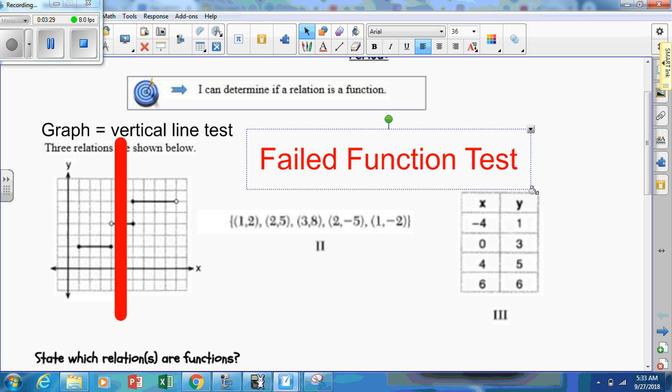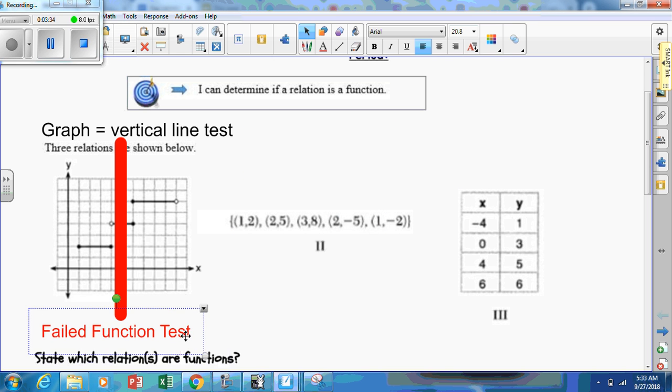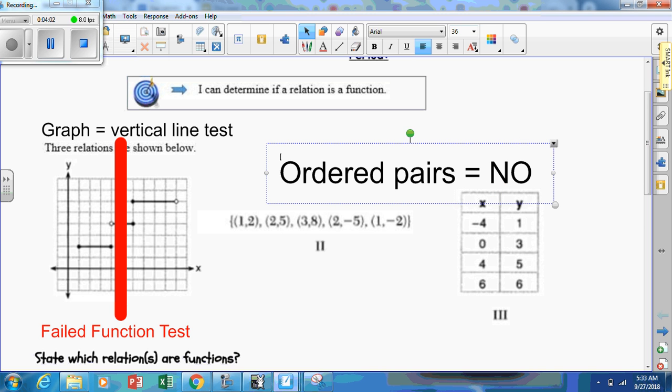Now, we're dealing with another animal altogether. Here we're dealing with some ordered pairs. Again, there are some rules to this, guys. When I have ordered pairs, no repeat x values. That's the key rule here. No repeat x values.